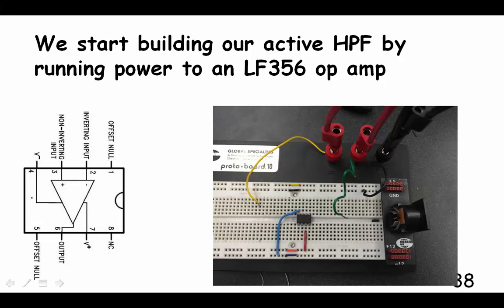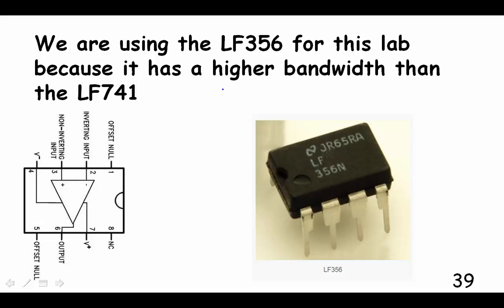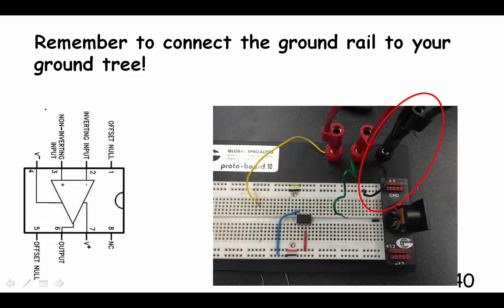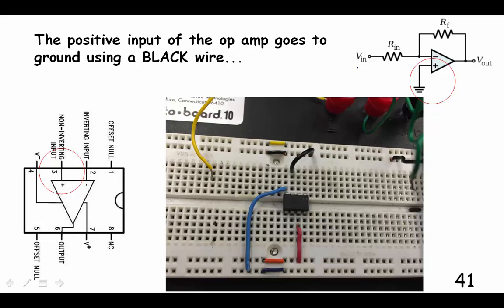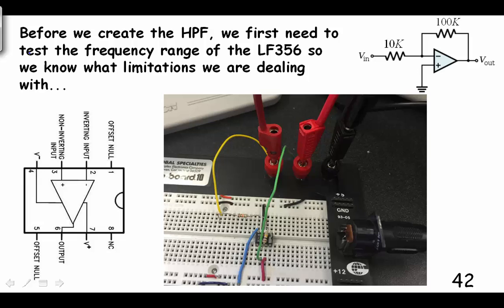We do it just like we hooked up the 741 op amp. We start by putting the negative rail to here, the positive rail to here, pin 7. The outputs of the 356 are the same as the 741. We're using a 356 this lab because it has a higher bandwidth than the 741, and we don't want the bandwidth of our op amp figuring into our measurements. Don't forget to put all the grounds on your ground tree, and we're going to connect the black wire to the ground rail, which is connected to the ground tree, so that the positive input is connected to ground.